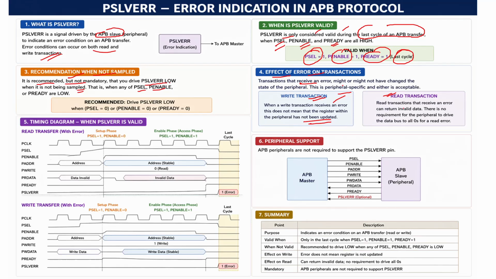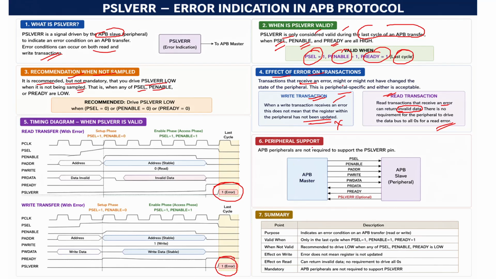During a read transfer, a read transaction that receives an error means it should be invalid data. During your read transaction, if you are getting a slave error, then the data you are getting from the slave is invalid data. At that time the error is considered here. The error is not considered in the same way during a write operation. See, this is a write and read operation where we are getting the slave error. This is my last transaction. Then you are putting the slave error high, and here also slave error should be high. Okay, so that is the representation.